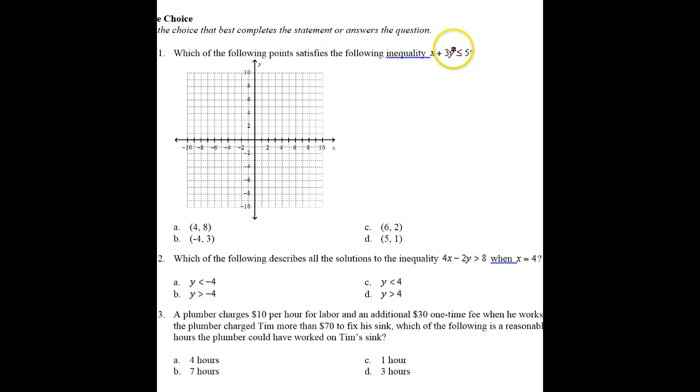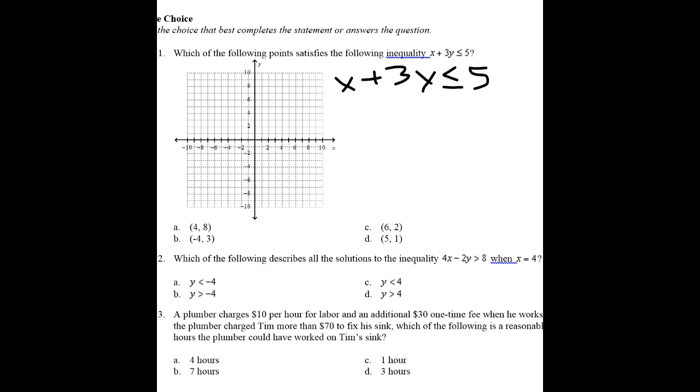X plus 3y is less than or equal to 5. So again, anytime that you are trying to figure out whether a point is a solution to an inequality, you have the option of graphing, which is why you have the graph right here, or you can just plug in. And generally, it's easier to just plug in the points and see if they make sense or not. So we have x plus 3y is less than or equal to 5.